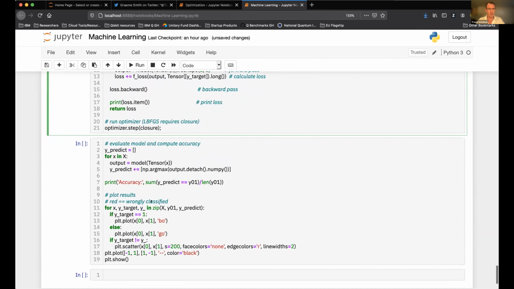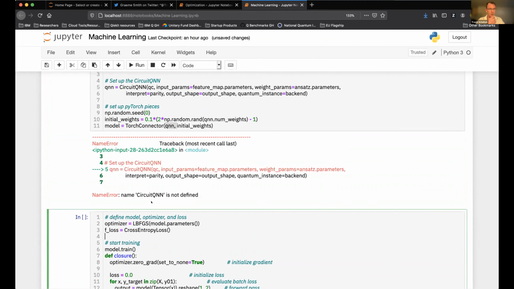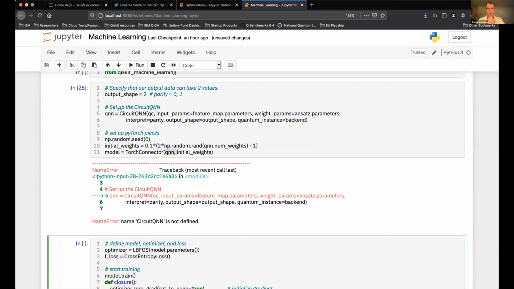So actually, I'm really glad that we got that error. I know that this is somewhere in Qiskit machine learning. I don't remember the exact signature for calling it.